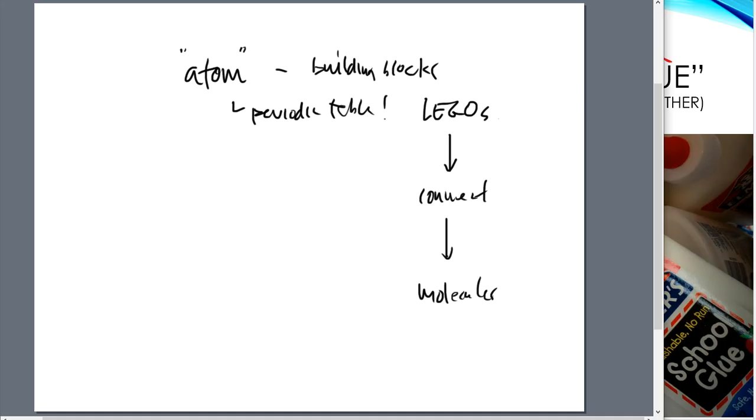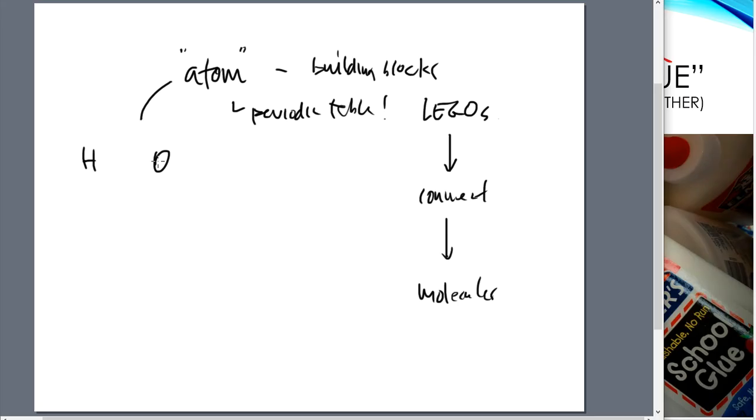All right, so let me give you an example here. Atoms from the periodic table. We have hydrogen and we have oxygen. These are listed on the table. You will see H on the periodic table. You will see O on the periodic table. H is for hydrogen. O is for oxygen. Okay, these are different Legos. They might be different colors. They might be different sizes. They might be different shapes, but they are the building blocks to make things with.